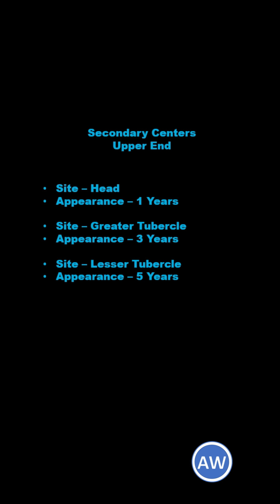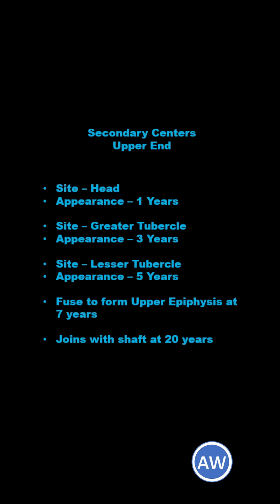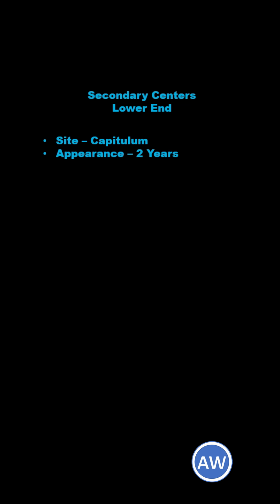Now these three secondary centers of ossification for the upper end fuse together at 7 years of age to form the conjoined upper epiphysis. This epiphysis fuses with the shaft at 20 years of age. In the lower end, one secondary center appears in the capitulum at 2 years of age. One secondary center appears in the trochlea at 10 years of age.